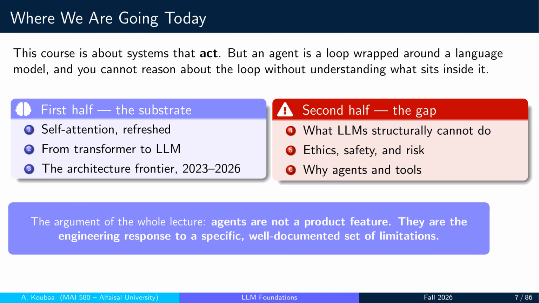Agents are not a product feature. They are the engineering response to a specific, well-documented set of limitations. One request while you listen. Listen for the word because. Every component we introduce later must have a reason to exist. And if I ever give you a component without a because, stop me and ask for it.